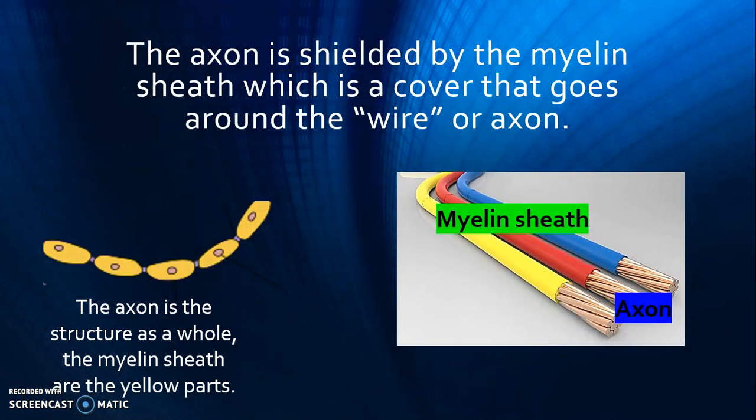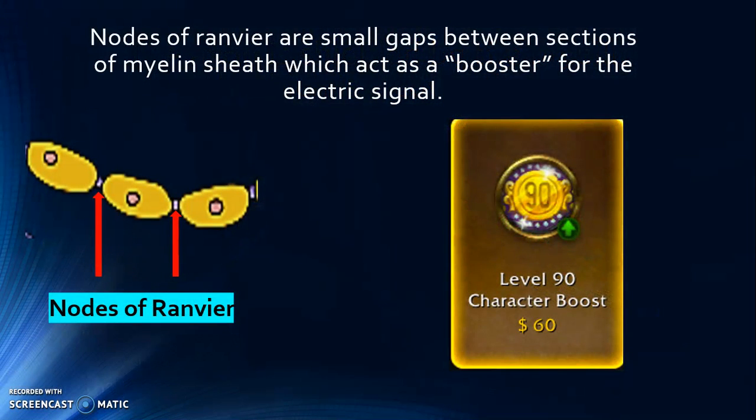The axon is shielded by the myelin sheath, which is a cover that goes around the wire or axon. As we can see on the left, the axon is the structure as a whole, and the myelin sheath are the yellow parts. You can also think of the myelin sheath as an insulator on a bundle of wires. Nodes of Ranvier are small gaps between sections of myelin sheath, which act as a booster for the electrical signal. Here, on the left, you can see that the purple notches between the yellow ovals are the nodes of Ranvier.